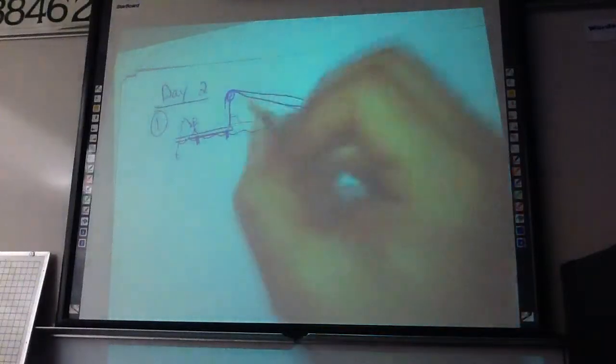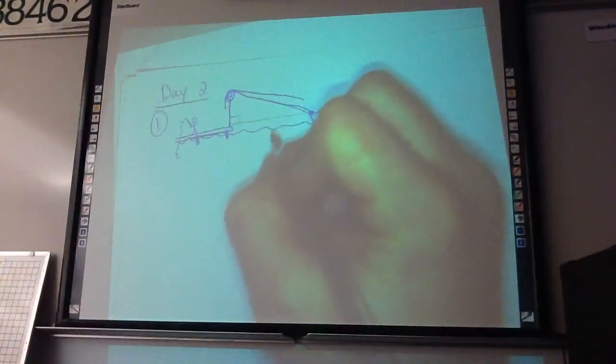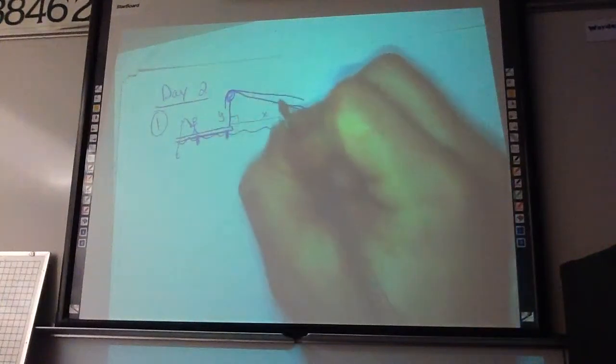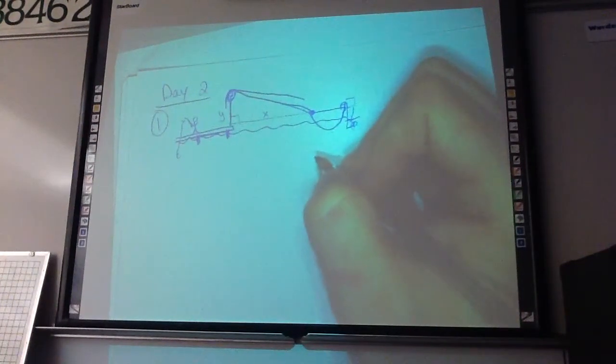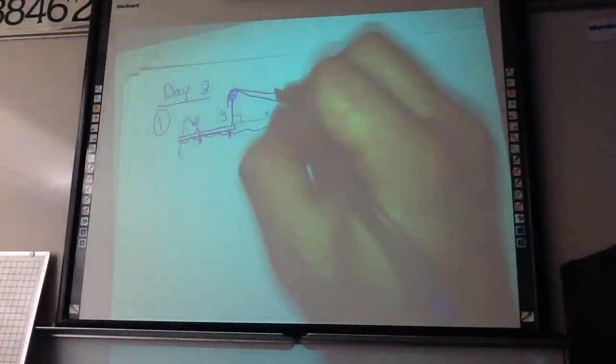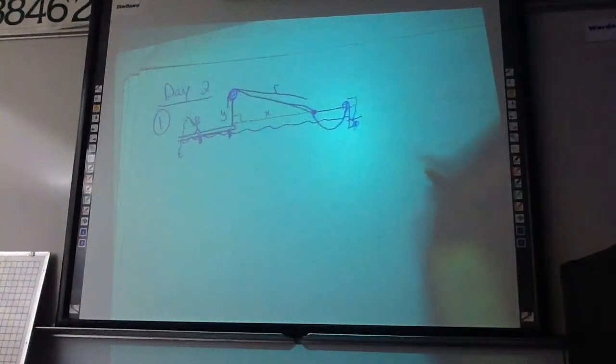What do you want to call this? The bottom's X. I like that. The side's Y. Z. I'm going to use R because it's the rope. It's Z. I'm using R. Whatever. X, Y, R. It's a rope. It's R.